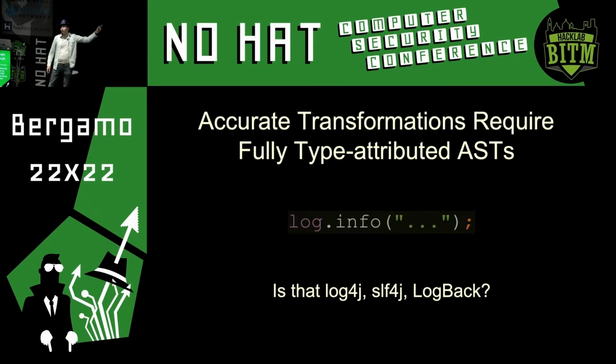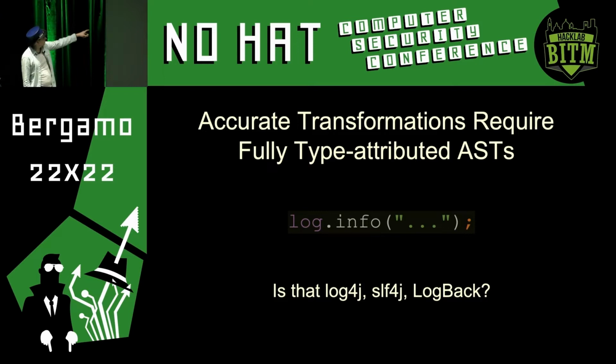And also, it's fully type attributed. Is this log4j, SLF4j, logback? Those are all logging frameworks in the Java ecosystem. The type attribution lets you know what type that is. I can't imagine this ever being relevant, potentially, if there was a big security vulnerability in a logging framework, ever. Log4j.